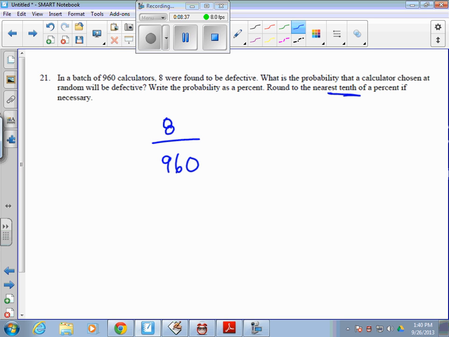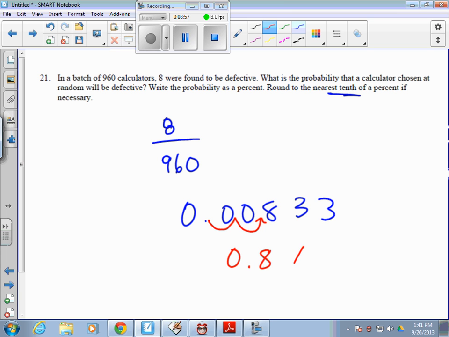And you get 0.00833, and it keeps going. But we know from a decimal to make it into a percentage, you got to move the decimal 2 times. So that gives us 0.8%, and it says rounded to 1/10 of a percent. That's the digit right after the decimal. So 0.8% of them are defective.